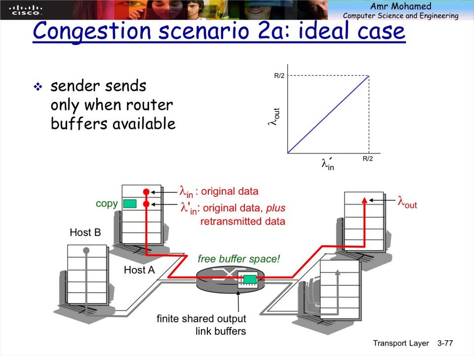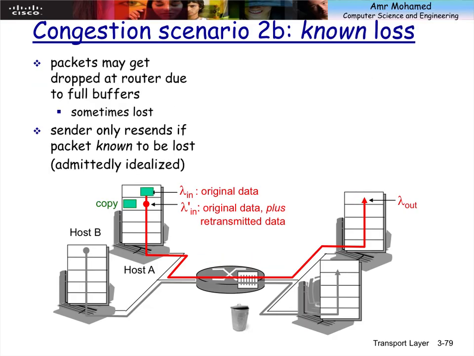Okay. So this is that case, which tries to explain that case. So if we have free buffer, we will send. So the segment will go from the application layer to the transport layer. If we have free buffer, then we send it, it reaches here. So this is the same scenario. We have the congestion scenario 2B.